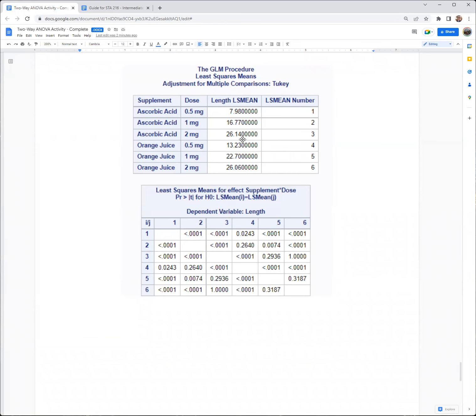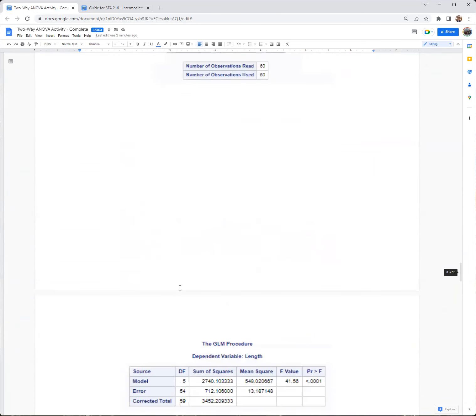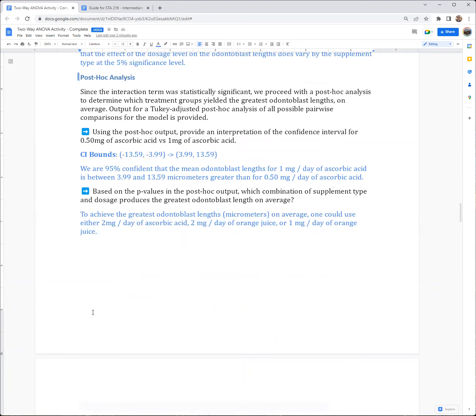That was the highest. But if there's cost constraints and maybe orange juice is cheaper, we could say use 1 milligram of orange juice because that was tied for the highest as far as the p-values are concerned. Used the least amount of orange juice and it's cheaper than ascorbic acid. So you could recommend going with this treatment. Okay, so at this point, we would say any of these 3 groups are fine that we mentioned. It would depend on how much they cost the military to produce or use those. Okay.